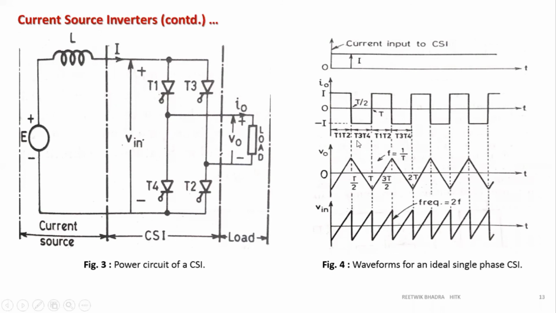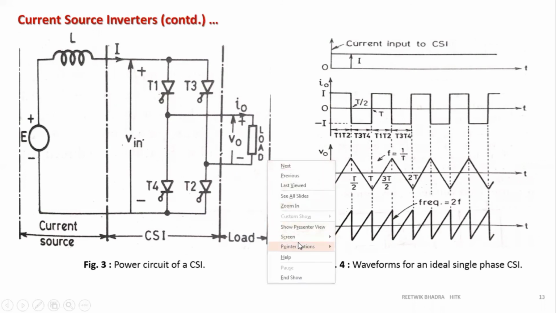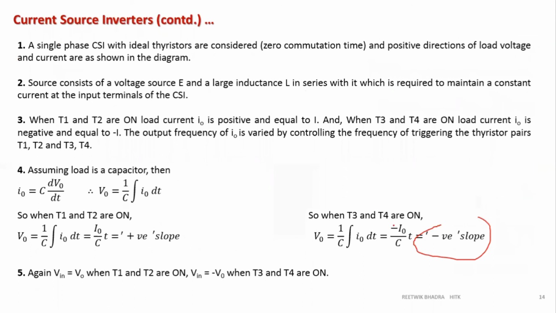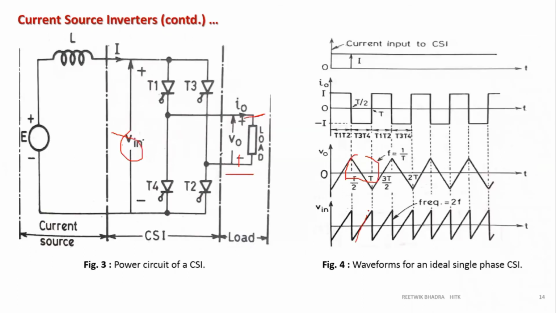Now when T3 and T4 are on, this polarity changes. This becomes plus, and this becomes minus now. So V in is equal to minus V naught now. So minus of this one. The slope was negative, and minus of this will give me plus. So it is an increasing slope over here. So positive, positive, both slopes are positive over here. You can think of it this way also, we are giving a positive voltage only, right? So obviously this should be positive only.